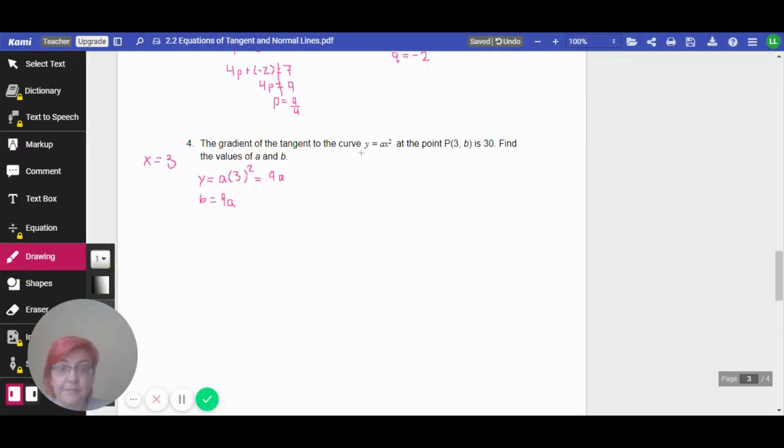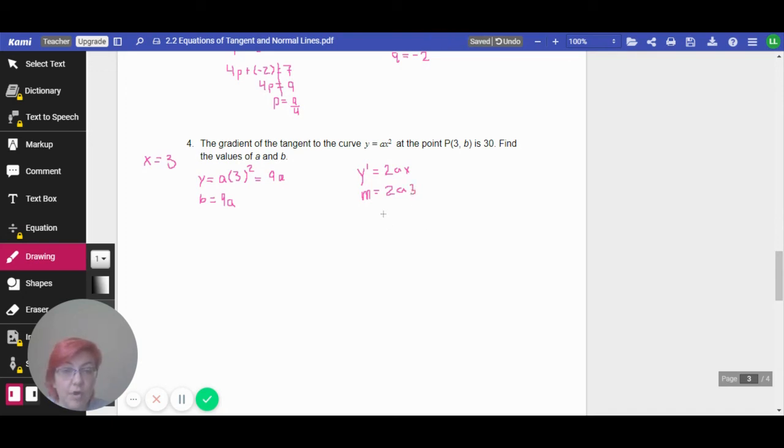So let's find a. Now, I know that the gradient is 30. So to get the gradient, I'm going to do the derivative. Y prime is equal to 2 times a, which is 2a, and then x to the 2 minus 1 is x to the 1, so that's just x. So then the gradient is going to be 2 times a and multiplied by x, which is 3.